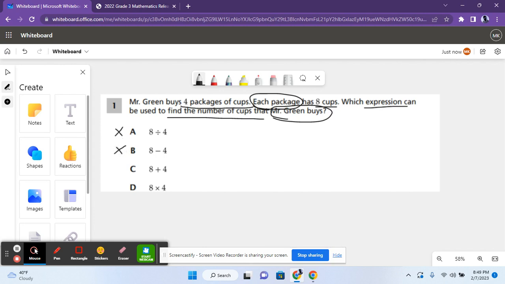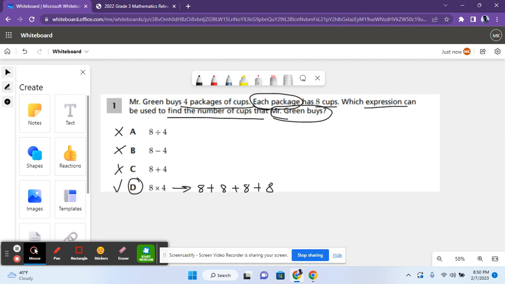For C, it says 8 plus 4. You're not adding 4 to 8. You're actually adding 8 4 times. Each time is to represent each package. So C is not a correct answer, which leaves us with D. For D, it says 8 times 4. 8 times 4 is also 8 plus 8 plus 8 plus 8, which represents the number of cups in each package, which means that D is the correct answer.